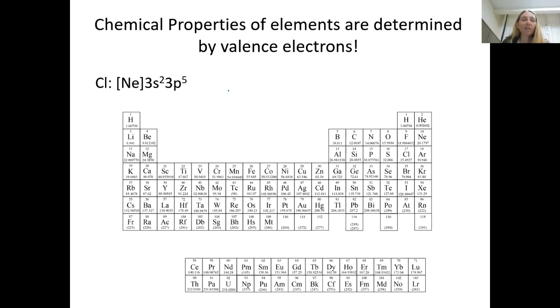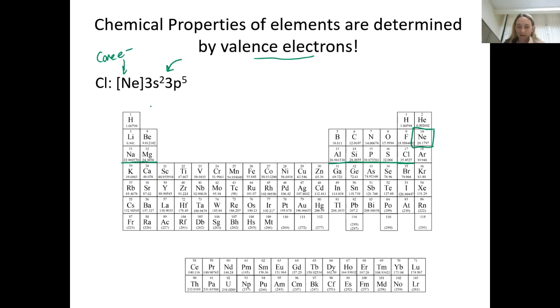Okay, and so the last things I want to talk about, this is starting at chapter 9, and just the idea that the chemical properties of elements, so how they behave, are determined by the valence electrons. And so here I have chlorine, and the electron configuration of chlorine is neon, so down here, 3s2, 3p, 1, 2, 3, 4, 5, right? So there's chlorine. And so the way chlorine behaves is based off of these valence electrons, right? So these ones are valence and the ones in here are core electrons.